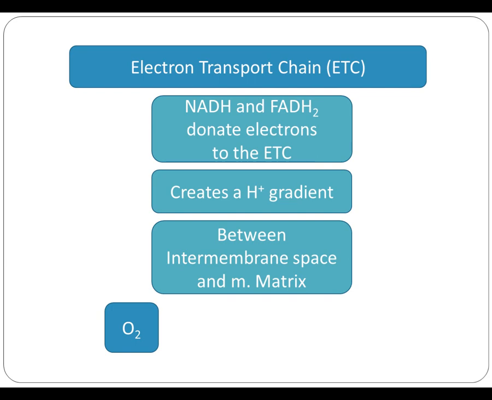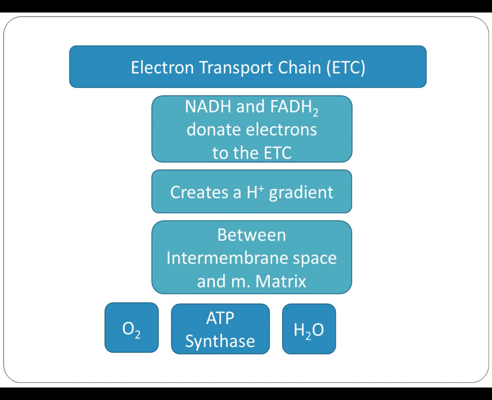So again, the oxygen is used to accept electrons after they've done their work of helping create that hydrogen ion gradient. We also know that ATP synthase is involved to make what? ATP. I've kind of got this out of order a little bit, but water is produced and ATP is produced.